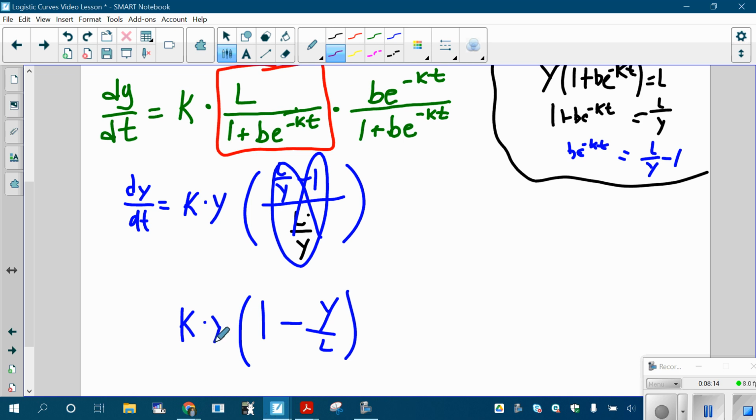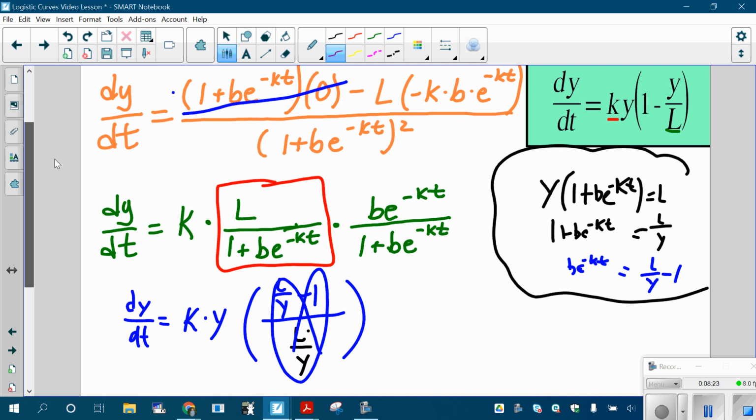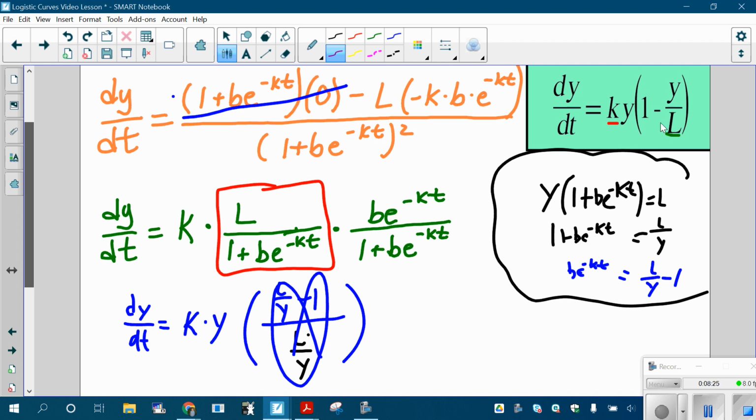And I did it! The derivative of that original function y is this, which is what it's supposed to be because it's the solution to the differential equation. Okay?